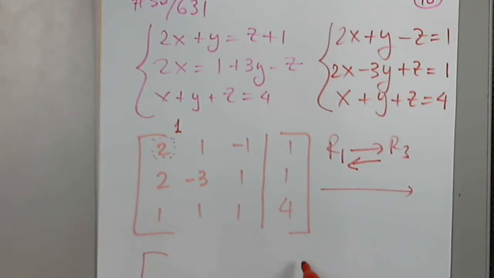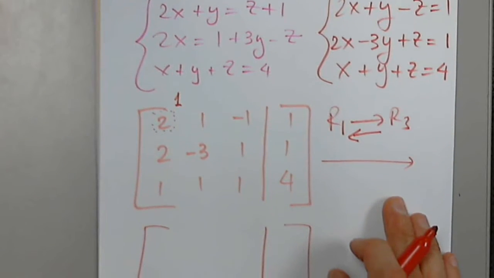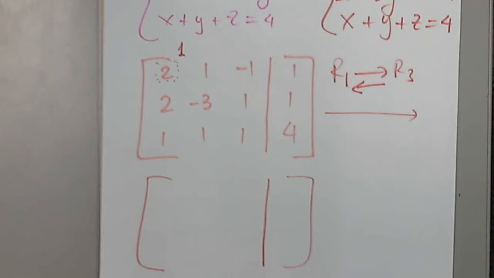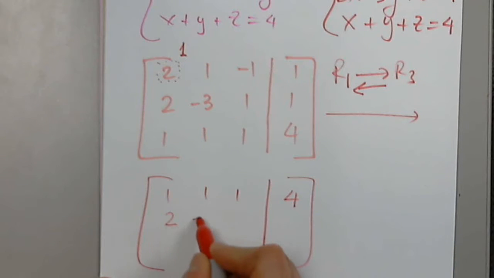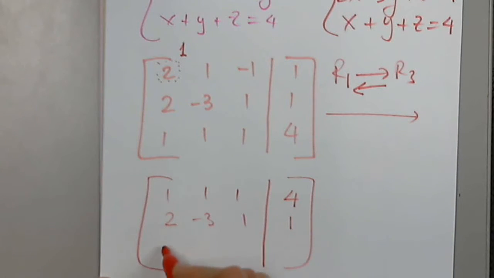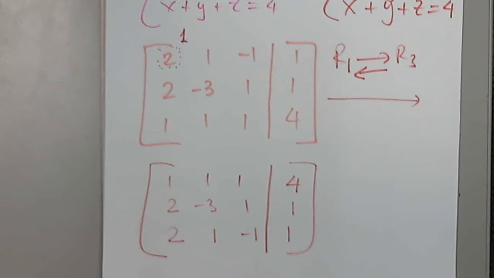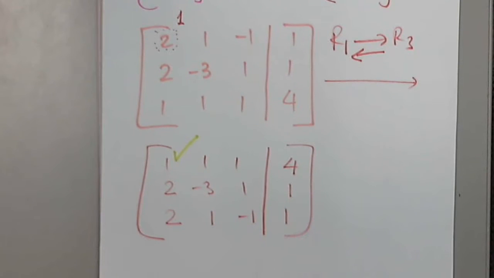So please dictate the new augmented matrix. Do not write the equal symbol. These matrices are not equal. So 1, 1, 1, 4, 2, negative 3, 1, 1, and 2, 1, negative 1, 1. For now, I accomplished one step, which is that.